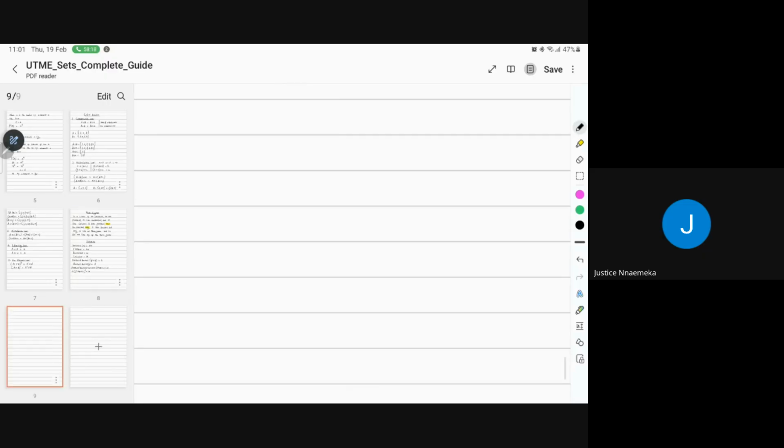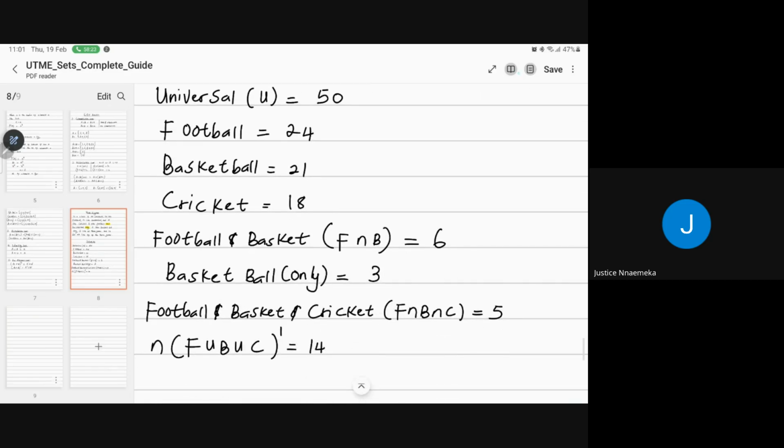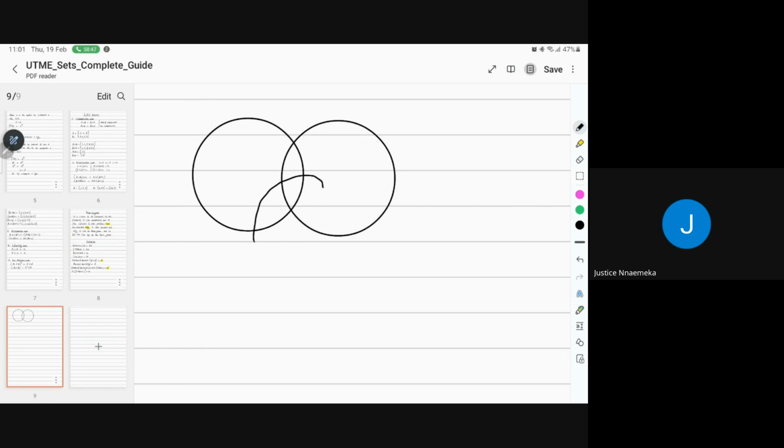So now let's draw this Venn diagram outside. Remember that we have key variables where there's an intersection: football and basketball, and football, basketball, and cricket. So let's go ahead and draw. Let's have the circle first, then I'll get the box. So let's have the first circle. Let's have the second circle. There will be an intersection between them. Let's have the third circle. There will also be an intersection between them. Now, let's put our box outside here.